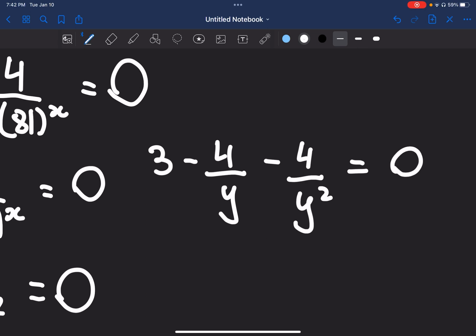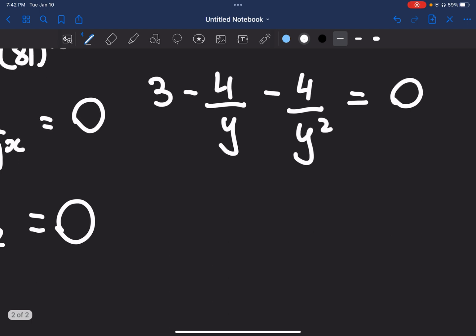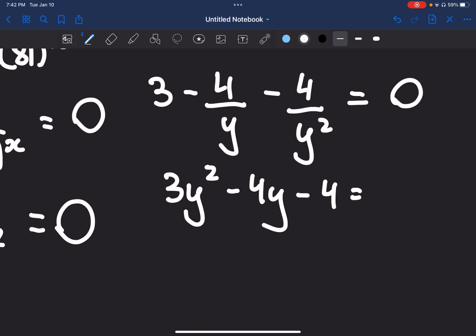Now, what could we do here? Think about what we could actually do. We can multiply by y squared to get rid of the denominators. So I have 3y squared minus 4y minus 4 is equal to 0.